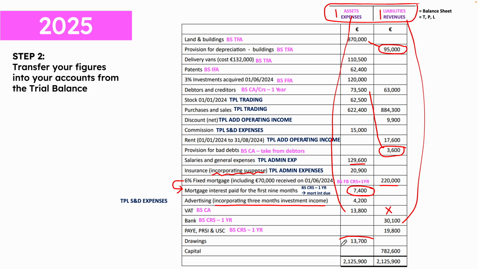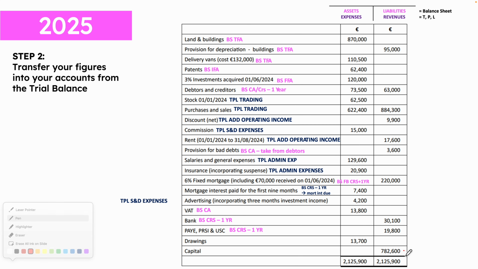Okay, now another exception to the rule. Here we have drawings and we have capital. Capital is a liability to the owner. Capital is money that the owner puts into the business, and so this owner here, M. McConnell, has put in €782,600 into this business. The business owes that back to M. McConnell. Like technically M. McConnell owns that 782,600 that they've invested into that business. So the business owes that back to M.